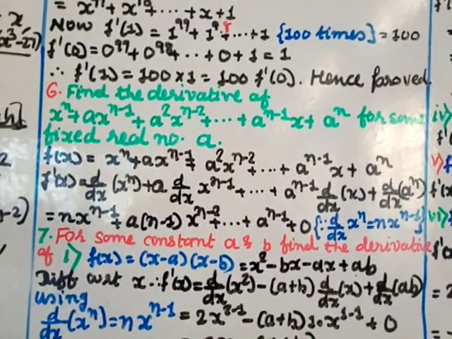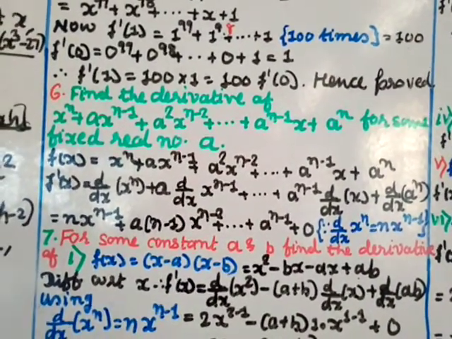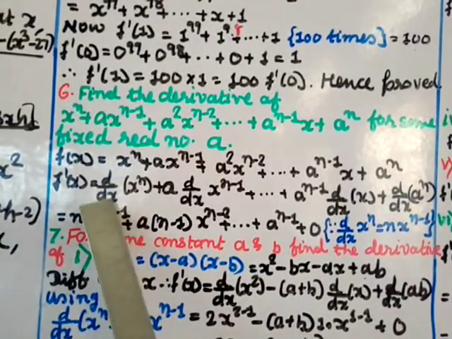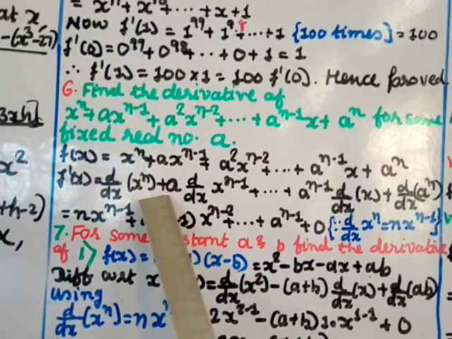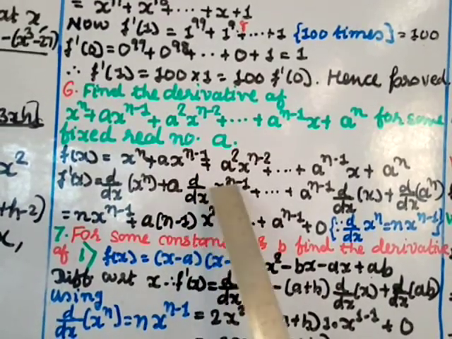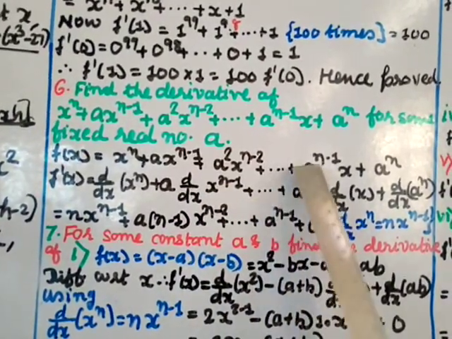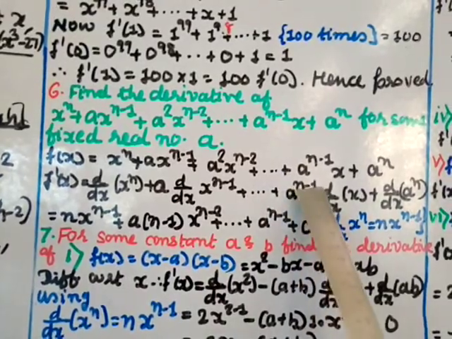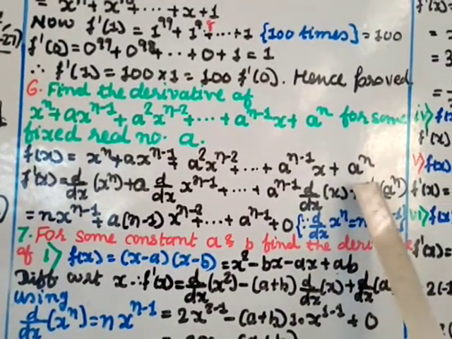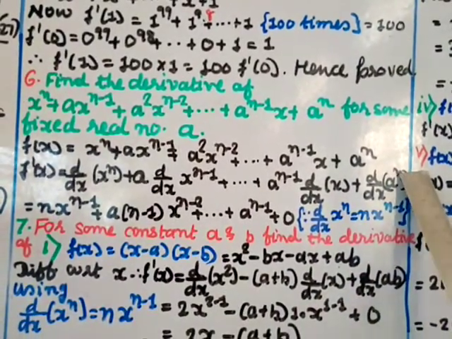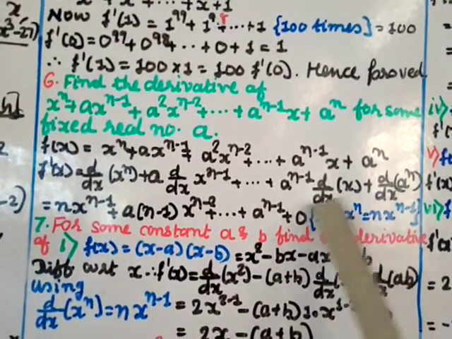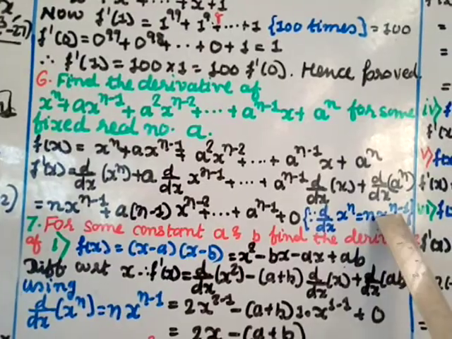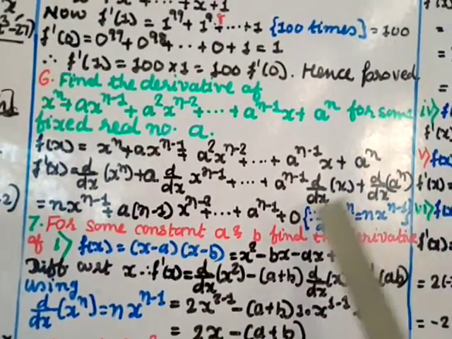Let us find the derivative, so differentiate with respect to x. So f dash x equals d by dx of x power n, plus a is a constant, so just write a into d by dx of x power n minus 1, plus up to plus a power n minus 1, which is also constant, into d by dx of x, plus d by dx of a power n. Now here all are of the form x power n, so the derivative of this is n into x power n minus 1. So use this formula.